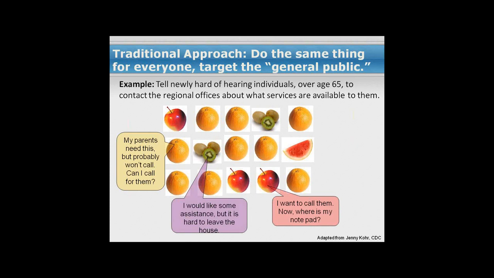Another group may say, I want to call them. Now where is my notepad? So it's a group that they hear it, they're ready to respond. Now what can you do about that? And then we might have another audience that says, I don't need any help. These are all typical to what we would see in the services that we're offering.